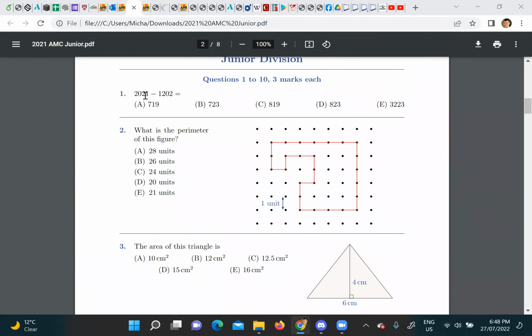Okay, so 2021 minus 1202, what's that? 819. 819, you say? Yeah. Okay, so it has to end in a 9, yeah? So it's either A or C. And then it doesn't go further than 8, yeah?